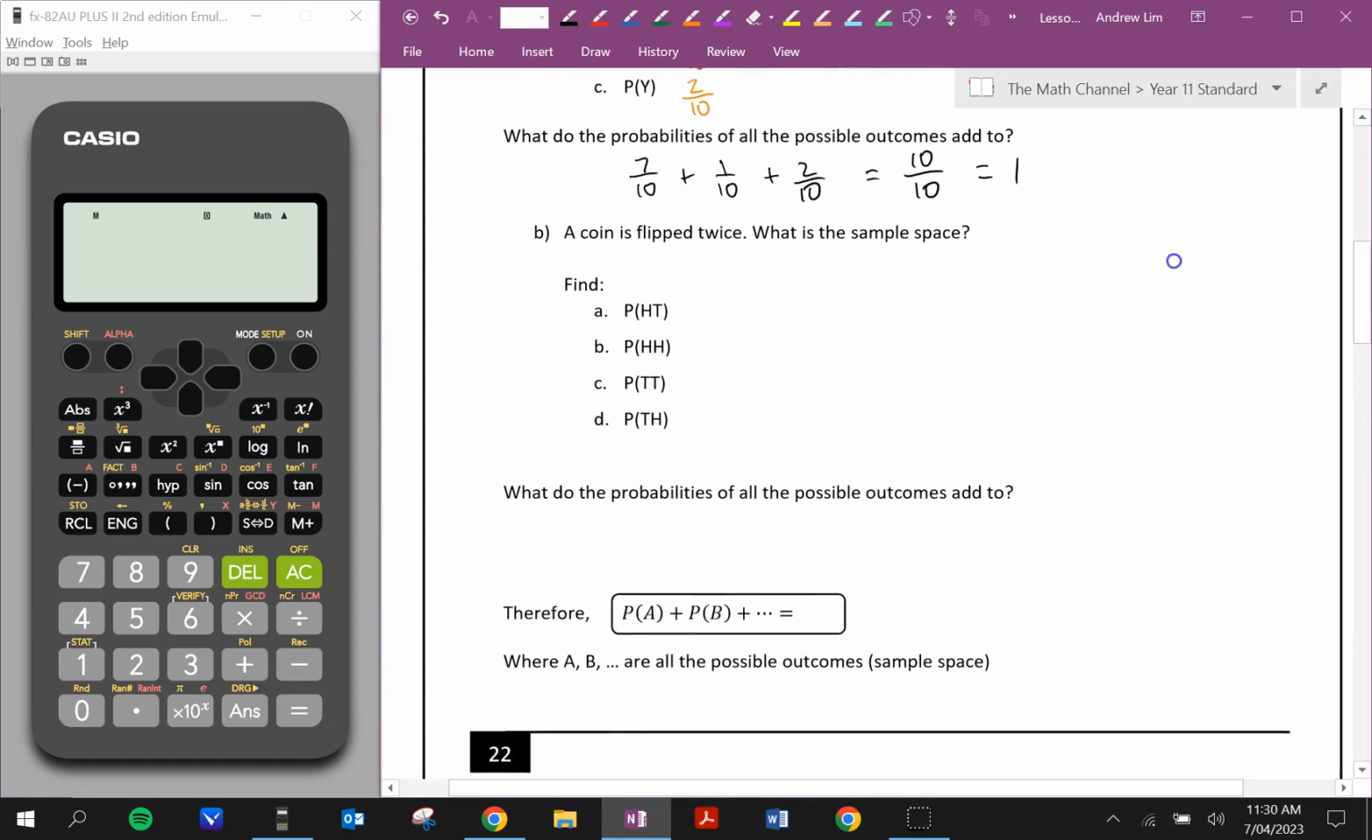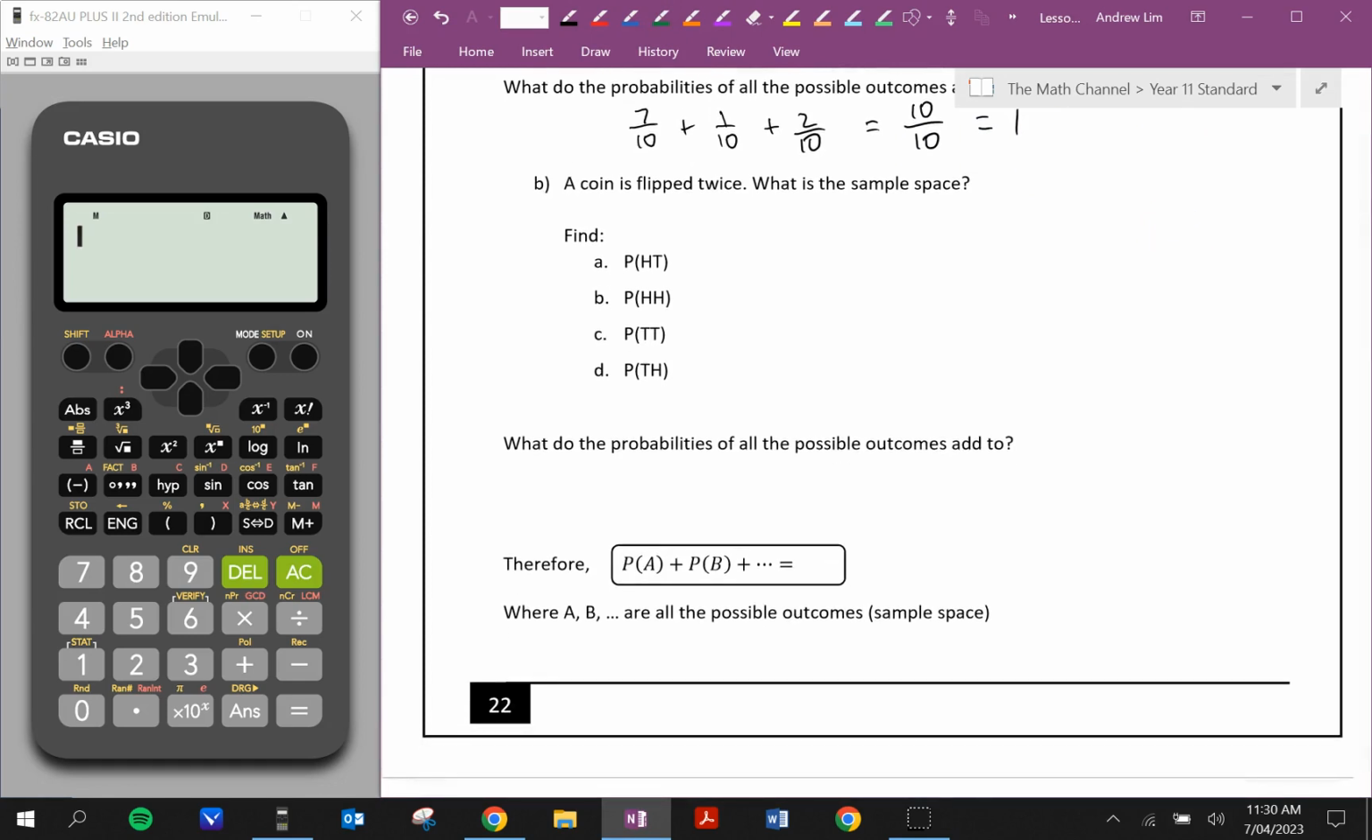Question B. A coin is flipped twice. What is the sample space? So if we flip a coin twice, we could get heads first and then heads again, or heads and then tails, tails and then heads, or tails and then tails. So there are 4 elements in the sample space, or 4 outcomes.